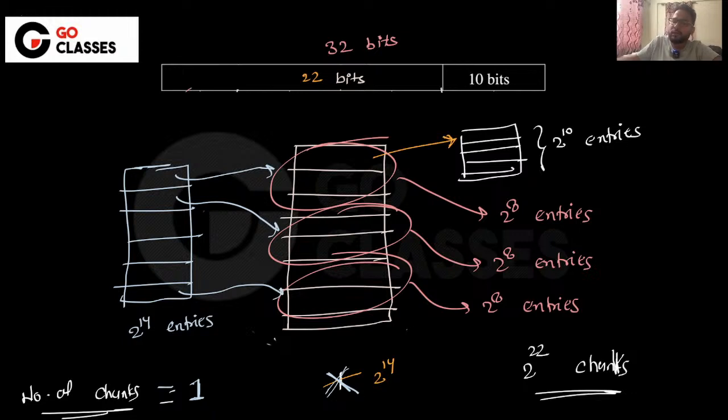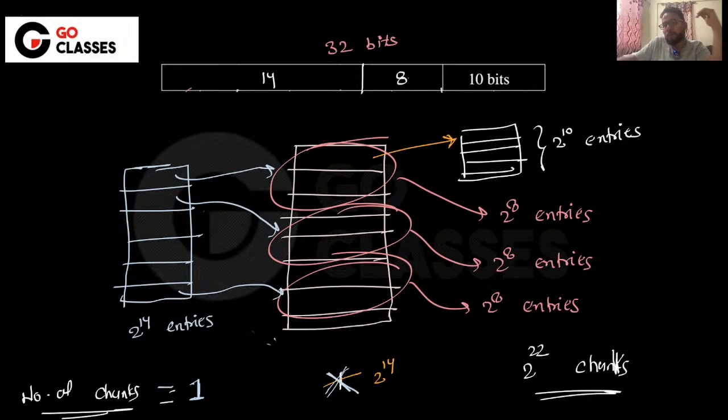Is this clear to everyone? Okay, so I hope that is clear. Let me know if there is any doubt. So there will be 2 power 14 groups, or rather 2 power 14 chunks, because each chunk is having 2 power 8 entries. So I will say that this 22 has been divided into two parts, something like this. Since this is having 2 power 8 entries, I will write 8 here. This is having 2 power 14 entries, so 14. So I have divided this 22 into two parts, 8 and 14.